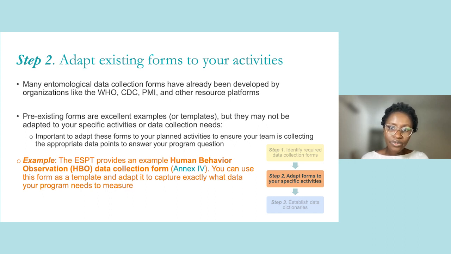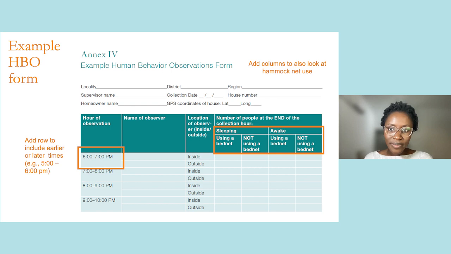Therefore, it's very important to adapt these forms to your planned activities to ensure that you are collecting the appropriate data to answer your priority program question. The ESPT provides an example human behavior observation, or HBO, data collection form in Annex 4. You can start with this template, for example, and then adapt it to capture exactly what data your program needs to measure. How might a program want to adapt a form?